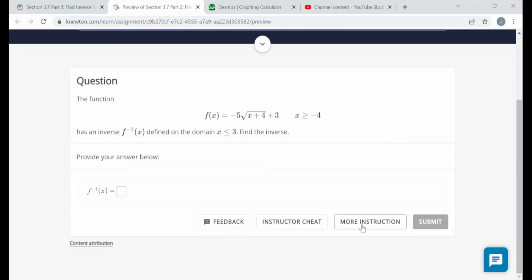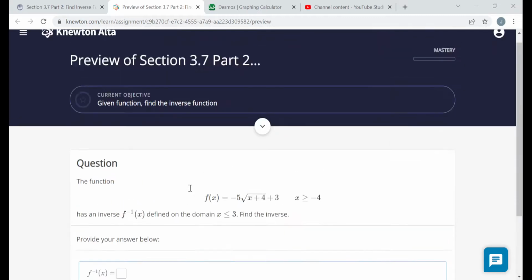But you will have a more instruction button. Now you can click on this if you're struggling with the material, and you'll be taken to a page with some reading or videos to help you out and do some problems related to that instruction, and you can get through the assignment that way if you wish.